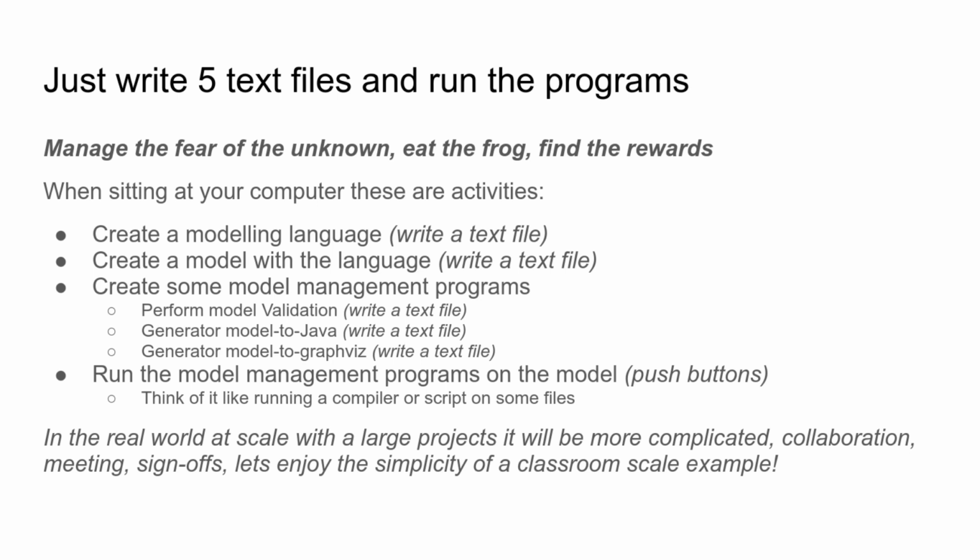For our simple state machine example, we're going to sit and write 5 text files. The first one is going to be to create our modeling language. The next will then be to use that language to create the model itself. And then we're going to write 3 small programs which will perform different tasks: validation, generation of Java, and then a Graphviz diagram. Each of these programs is going to need to be run against the model, and we can think of this as simply being like running a compiler against code or scripts on some files.